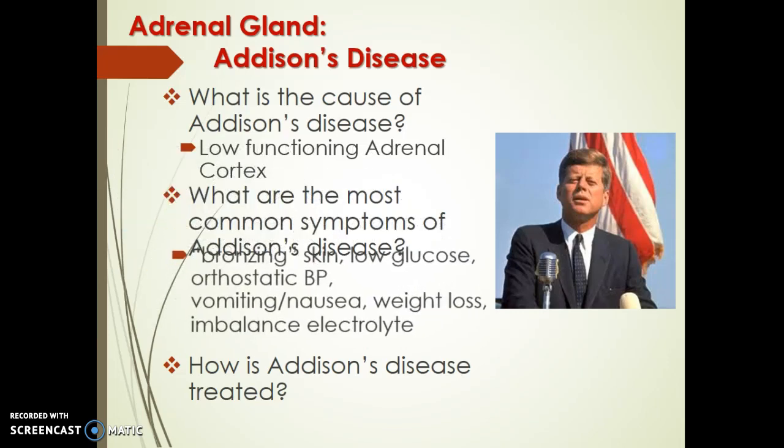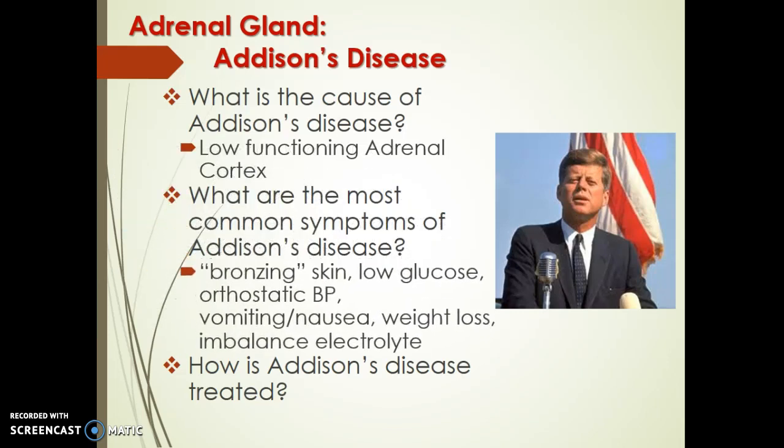Symptoms of Addison's disease, typically you have the bronzing or this tanning color of the skin even when you haven't been out in the sun or haven't been exposed to the sun. Typically you have a low sugar or a low glucose level, lower than 60. Orthostatic blood pressure, what that means is that your blood pressure will vary depending on whether you're laying down, standing up, or sitting down. Blood pressures will be different. A lot of these patients experience nausea and vomiting, weight loss, and of course any type of imbalance in electrolytes.